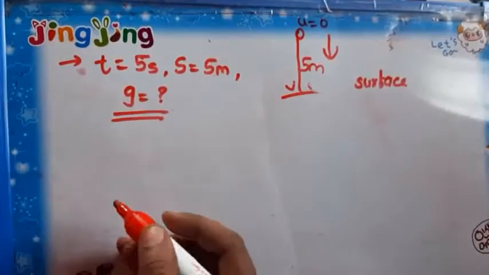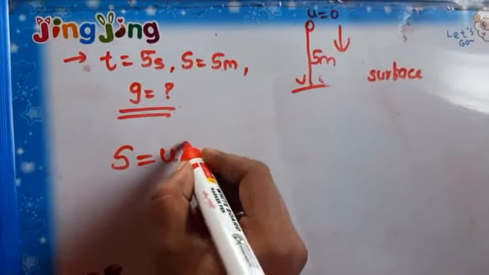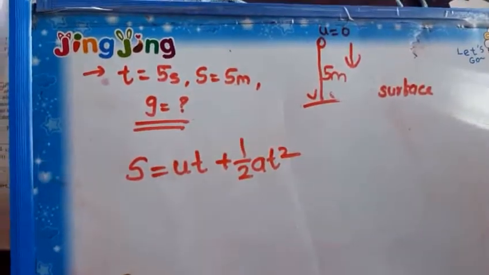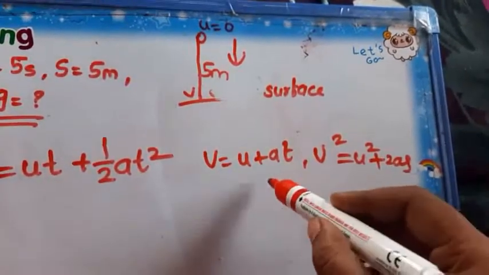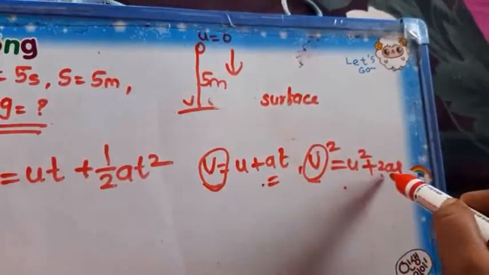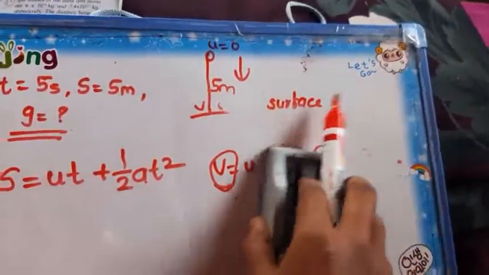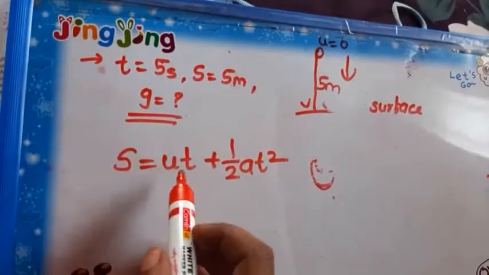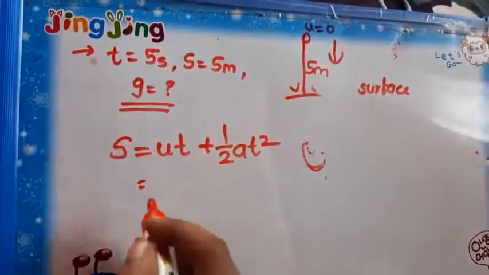So for that we can use Newton's second equation of motion, S is equal to ut plus half at square. Why can't we use the first and third? Because in these, both the final velocity value and the acceleration due to gravity we don't know. So two things are unknown here. So we can't use these two formulas. We have to go for the second equation. So S is equal to ut plus half at square. Now just put all these values in this.